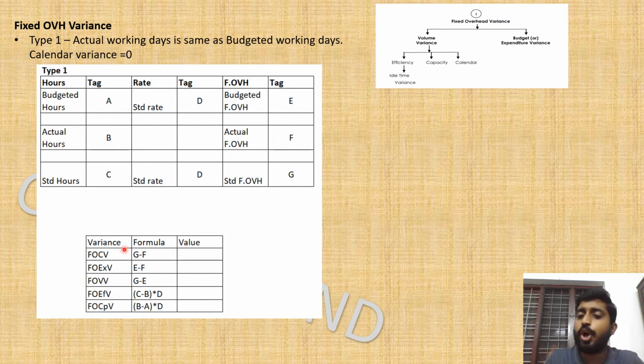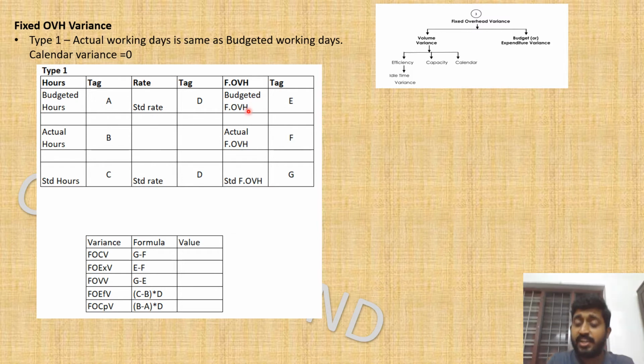What is fixed overhead cost variance? Cost variance is the major variance. It is the head, or the sum total, of all the other variances. It is G minus F. So the standard fixed overheads minus the actual fixed overheads, G minus F, will be the fixed overhead cost variance. So what is the expenditure variance? Expenditure variance is E minus F. As per budget, what is the expenditure, and as per actual, what is the expenditure? That is called expenditure variance.